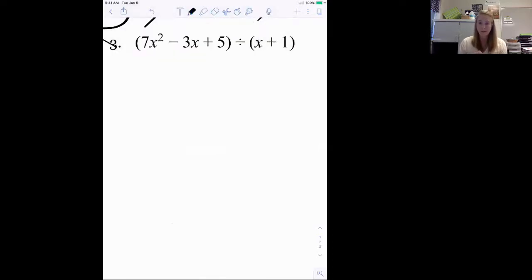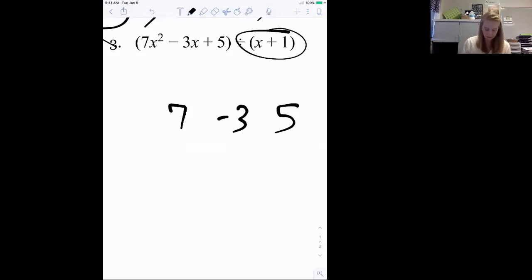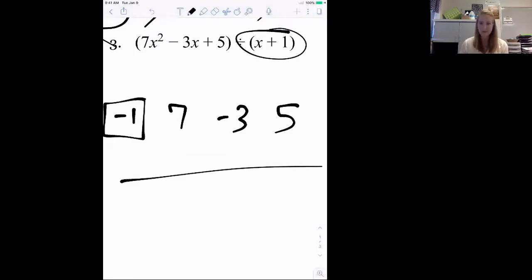Setting it up the same way. Check to make sure your exponents are in order from biggest to smallest. They are, and there's none missing. So I'm going to put my coefficients down there. Set this thing equal to 0 and solve. So I have a -1 in my box.